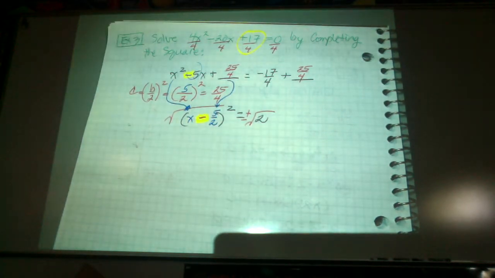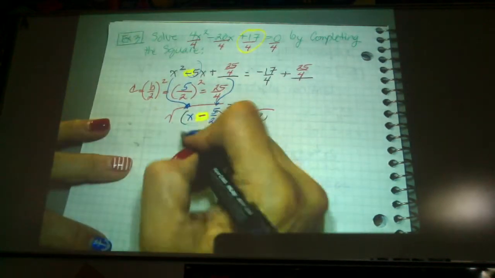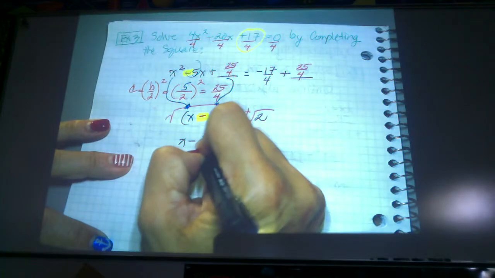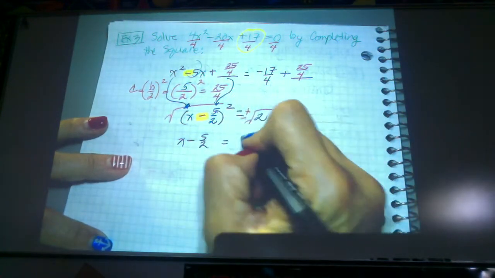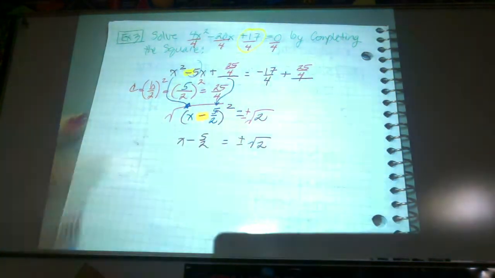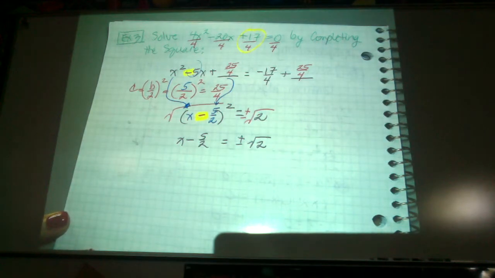Okay. And then the square root of this is just x minus 5 halves equals, I cannot take the square root of 2, so it remains plus or minus the square root of 2. Then how do we solve for x?